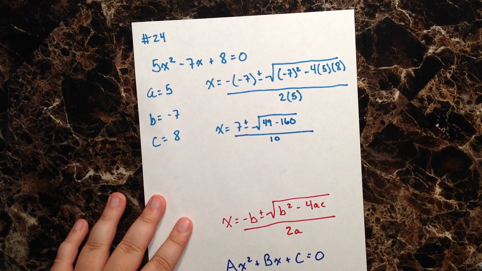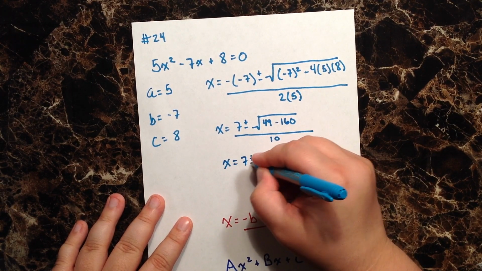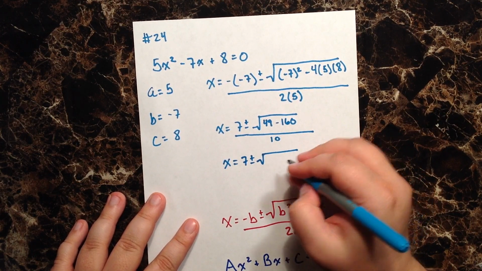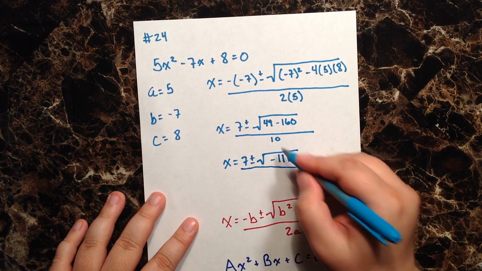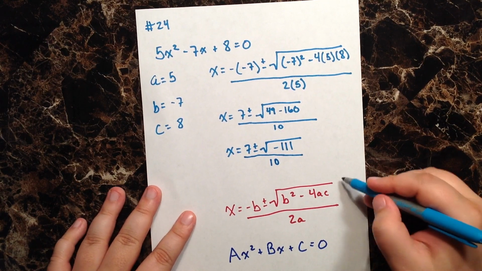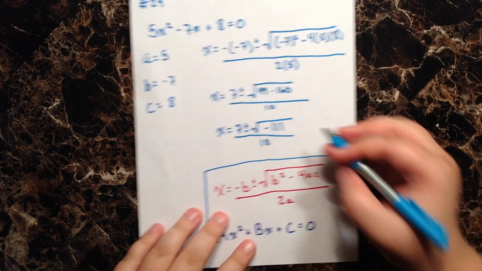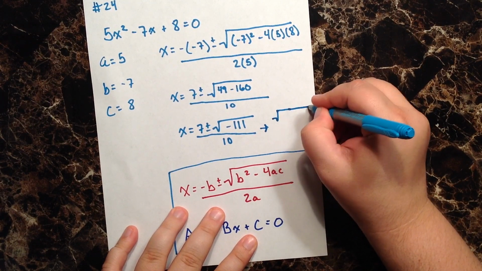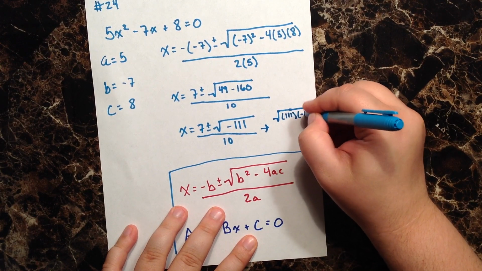Let's simplify once again. So x equals 7 plus and minus the square root. 49 minus 160 is negative 111, divided by 10. Let's section this off here. We can rewrite the radical like this. This is really the same as 111 times negative 1, isn't it?